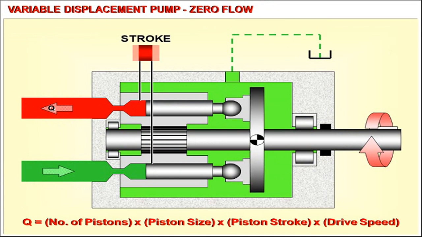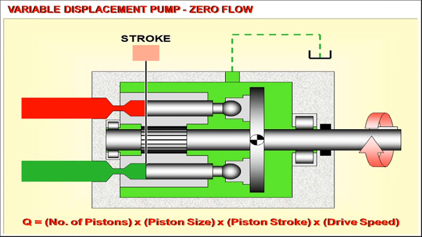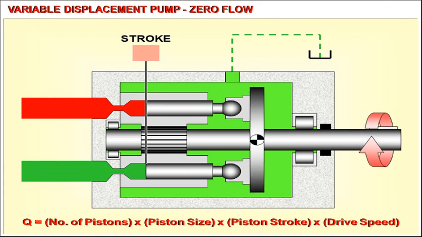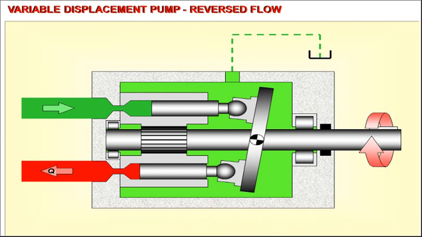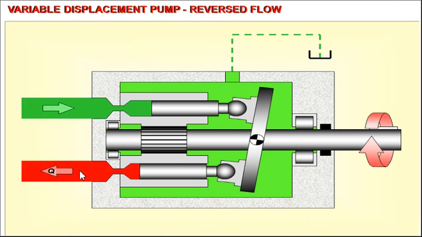Now this animation will show you how exactly a variable displacement type pump works. You can see that when the plate is exactly vertical, there is no flow, but when the plate changes angle, there will be a change on the pressure side. This is a high pressure side, and when the plate changes angle, this is the other high pressure side. That means power transmission is possible in both directions.